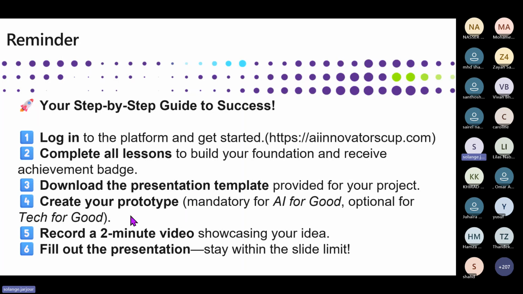On the other side, if you are in the category AI for Good, it is mandated to create a prototype. The prototype can be either physical or hardware, or something like an application, a chatbot, or a website. Stay tuned. We'll also have a couple of sessions about creating applications and chatbots in the coming sessions, hopefully.